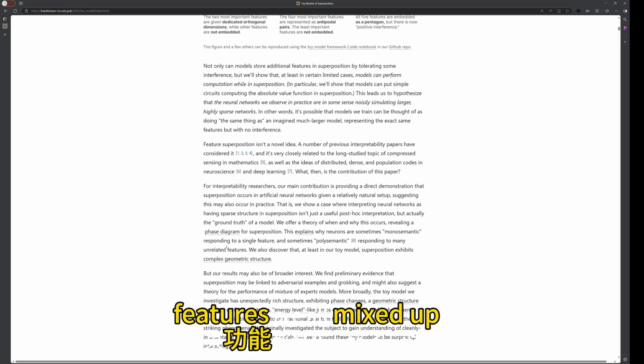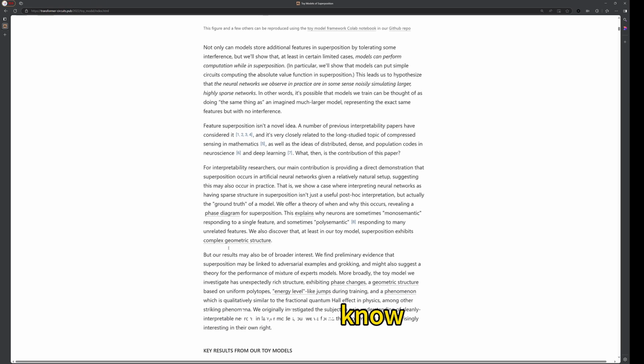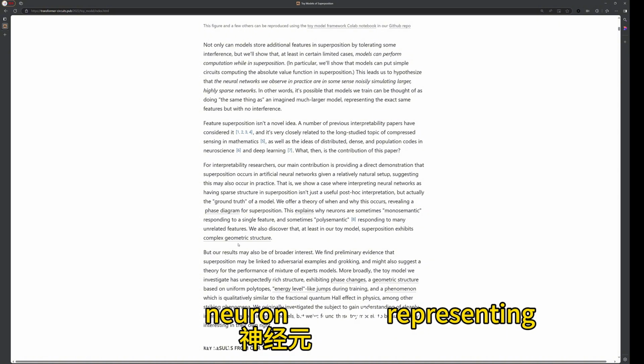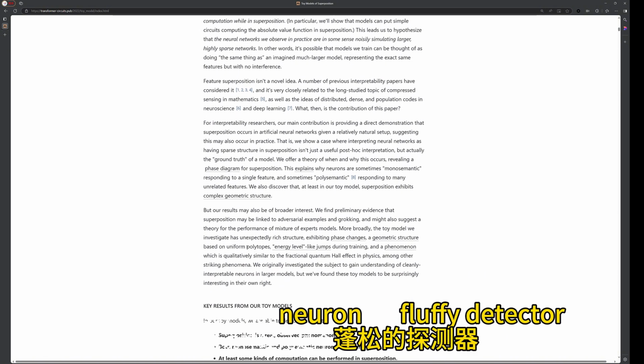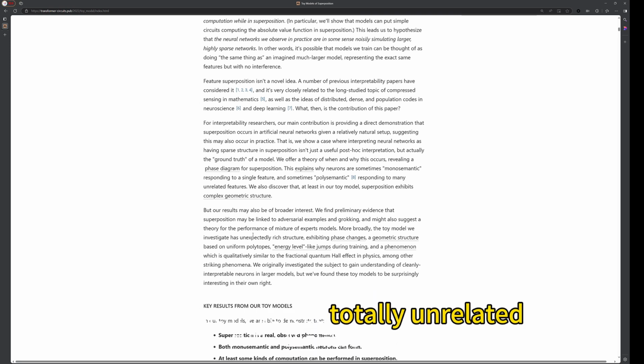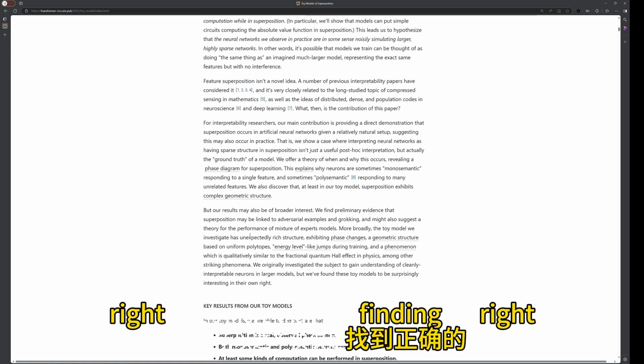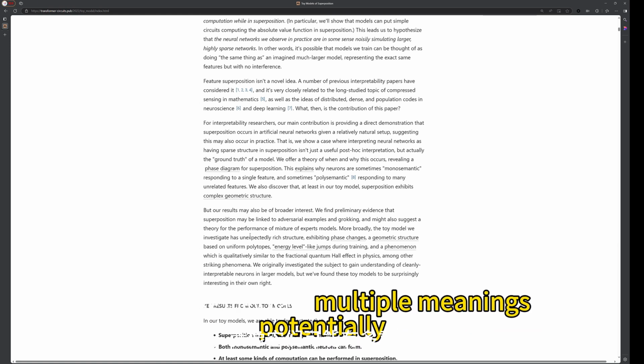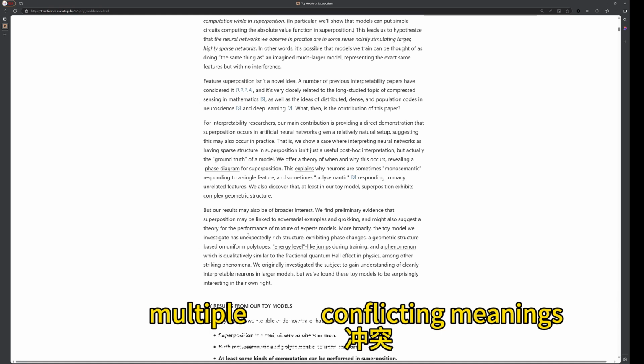If features are all mixed up because of superposition, how do we know what each neuron is actually representing? You can't just say that neuron is a fluffy detector, because it could be representing all sorts of things. A blend of things, some of them might be totally unrelated. So it's more than just finding the right labels for the neurons. They have multiple meanings, potentially. Exactly, multiple or even conflicting meanings.